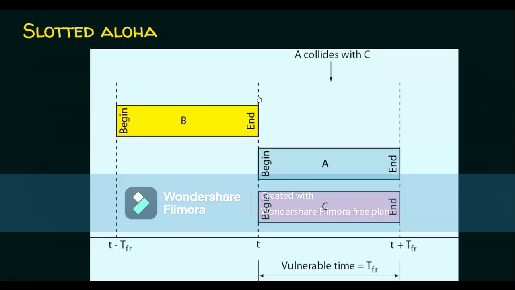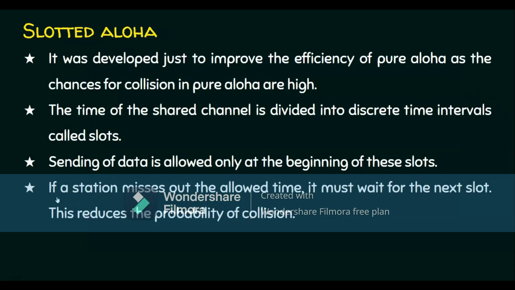Suppose a station wants to place the frame at this time slot, but it is missing out, so it can't send the frame from this position or from this position, because sending is allowed only in the beginning of the time slot. So it has to wait till the beginning of the next time slot, and sending can happen only in this time slot. And that's what is mentioned here. If a station misses out the allowed time, it must wait for the next time slot. This reduces the probability of collision.